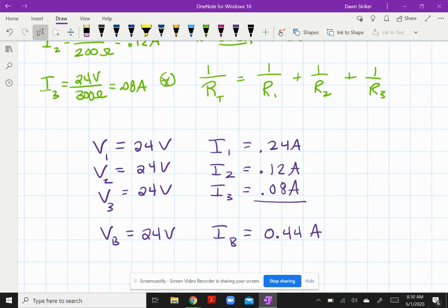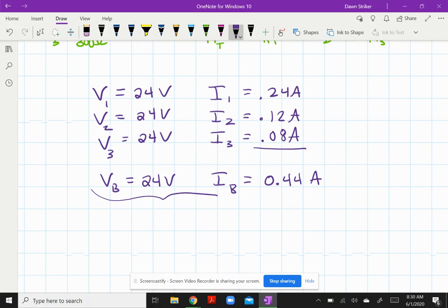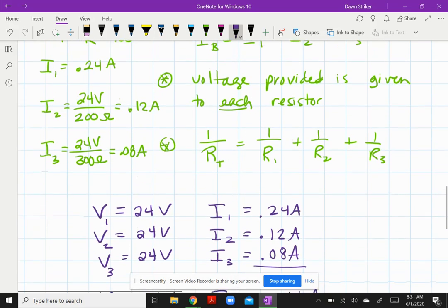All right. And then last but not least, I could multiply these two things to find the power that's provided by the battery. So current 0.44 amps times 24 volts. 0.44 times 24. I get about 10.6 watts. So there's a lot of power provided in a parallel circuit.